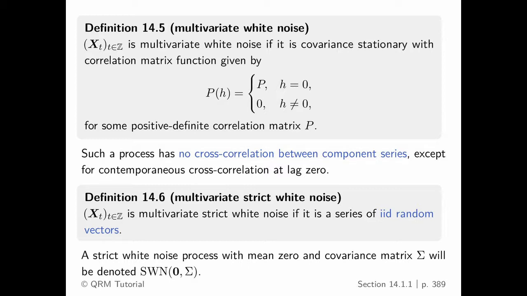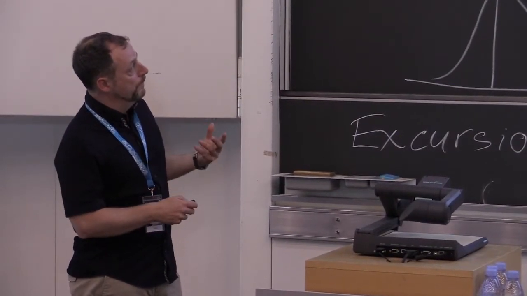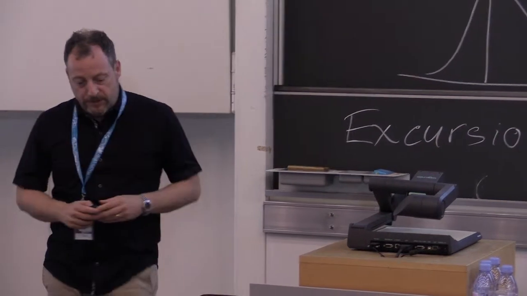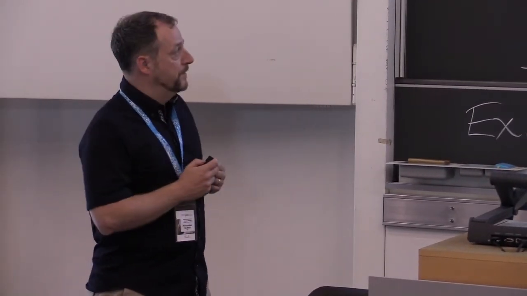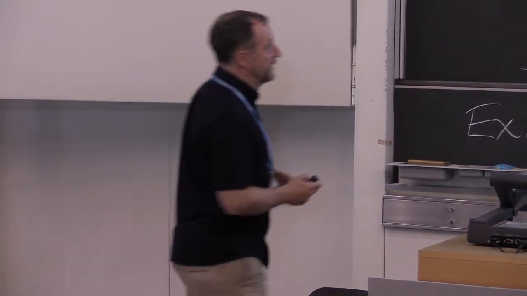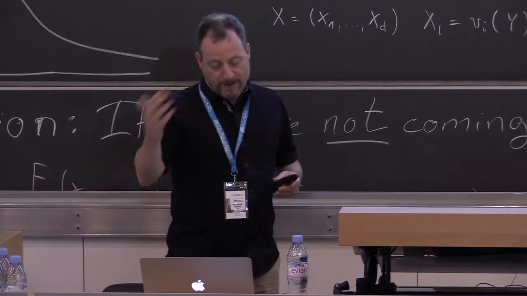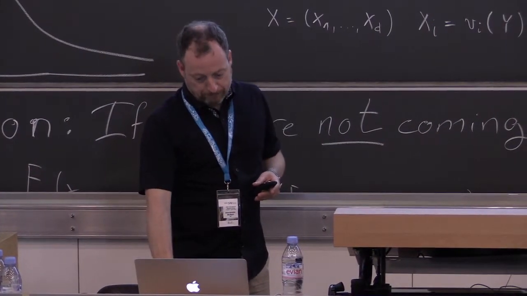We have ideas of noise in multivariate processes. We have the idea of a multivariate white noise, but what you'll need for the definitions is, what is multivariate strict white noise? Well, that is really simple. Xt is a multivariate strict white noise if it's a series of independent, identically distributed random vectors. So it's just the same definition, but for vector-valued random variables instead of scalar.